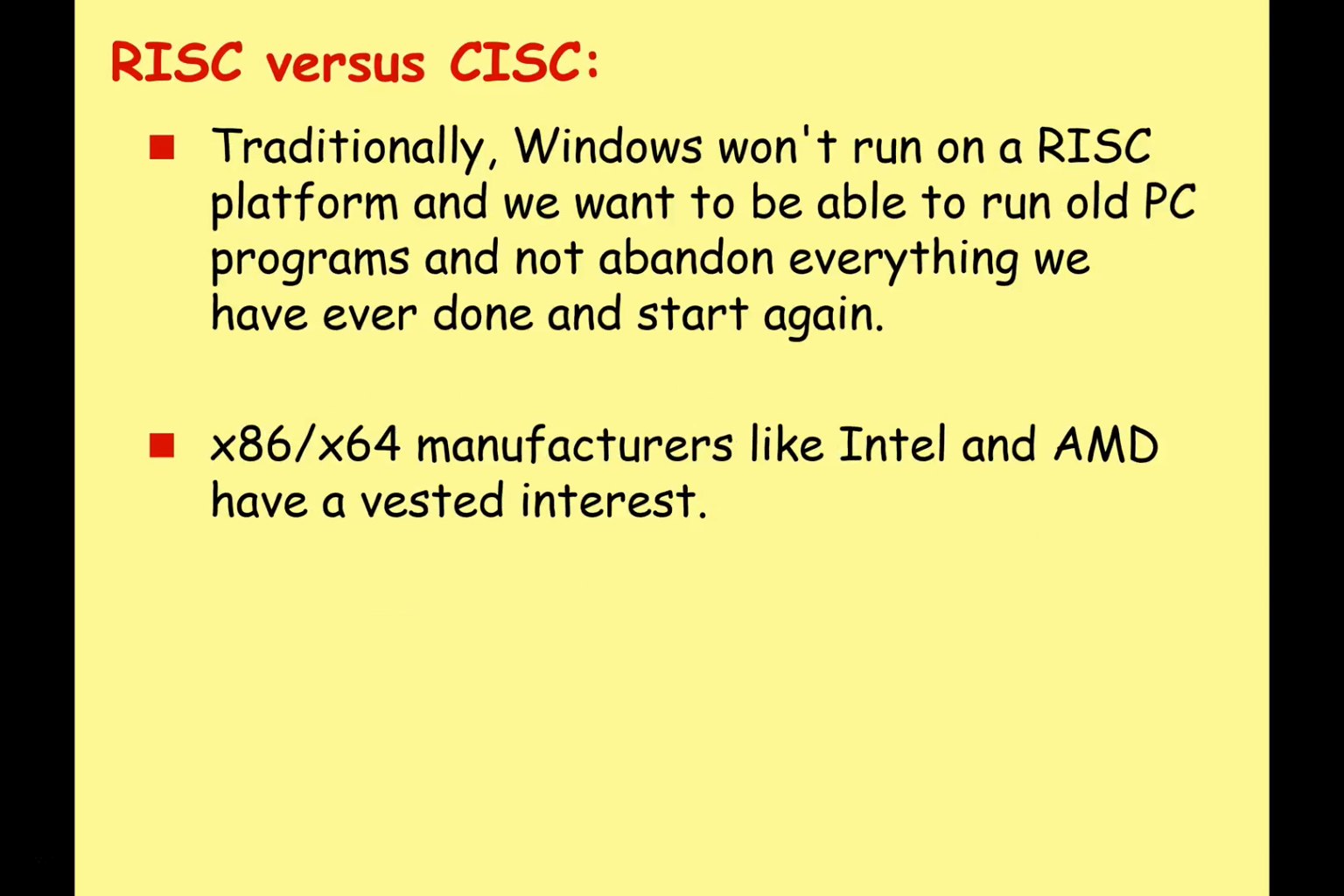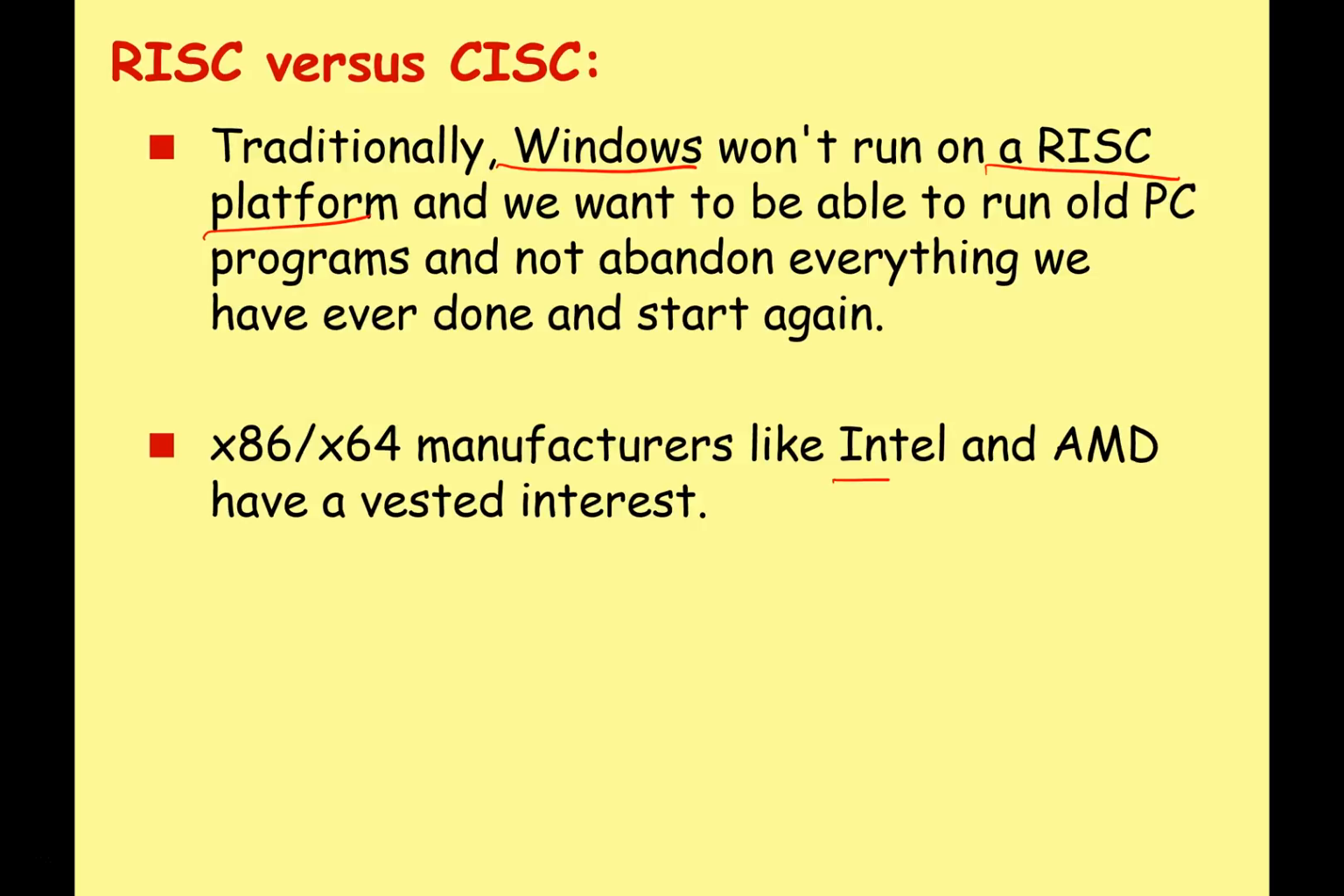Part of this is just because traditionally, Windows by Microsoft won't run on a RISC platform. And we want to be able to run all our old PC programs and not have to abandon everything we've ever done and start again. So if you think about big business enterprise, they've got loads of custom-written software that runs on Windows-based CISC platforms. They don't want to spend millions redeveloping all that software so it runs on RISC. So they still want to use this traditional processor type using Microsoft Windows as their operating system. I think Microsoft is looking at getting Windows running on RISC platforms. That's a very complex thing to do.